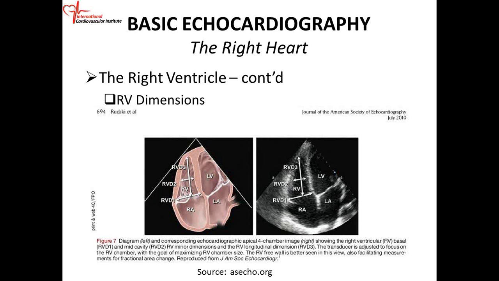All right, so these are some of the dimensions we use in the right ventricle, and this is a four chamber view, as you can see. This is the left ventricle, the mitral valve, the left atrium, the interatrial septum, the right atrium, and the right ventricle.